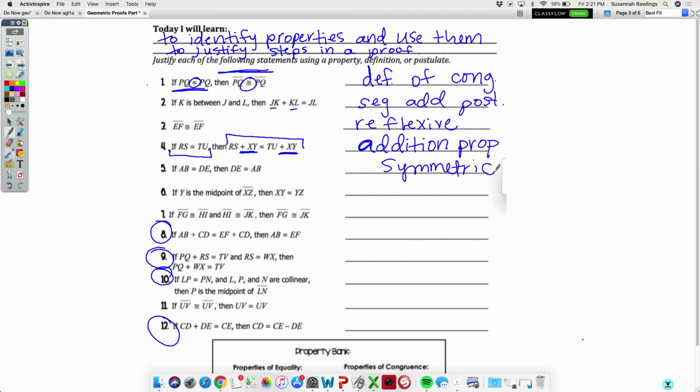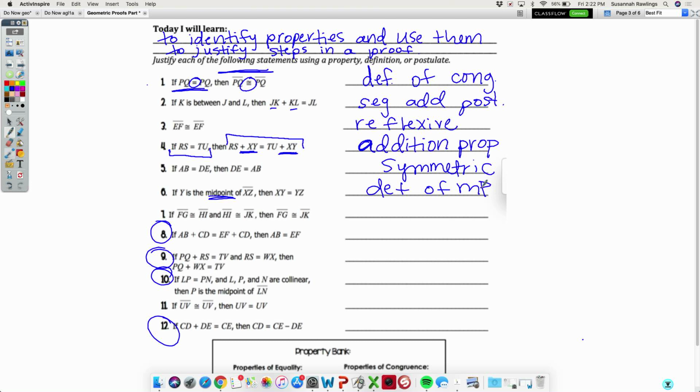So we see this word midpoint, and I really liked that we were catching on to context clues. When we see the word midpoint, it is most likely going to be definition of a midpoint, which is true because we have 2 congruent parts there. Okay, number 7.